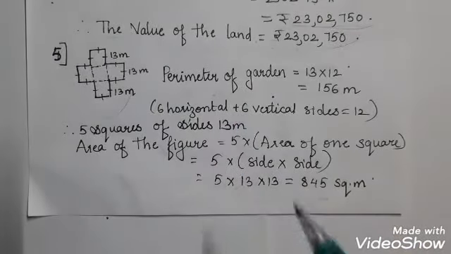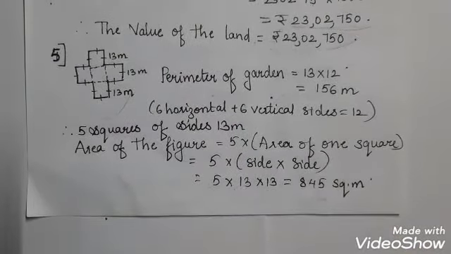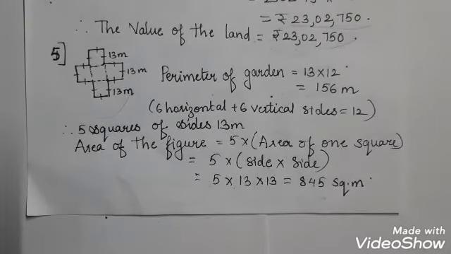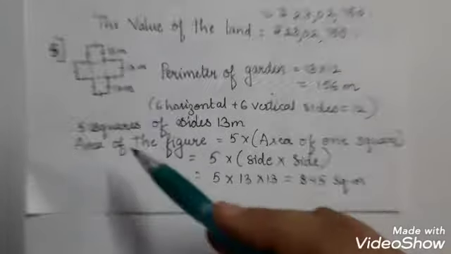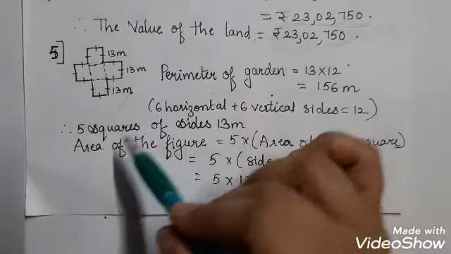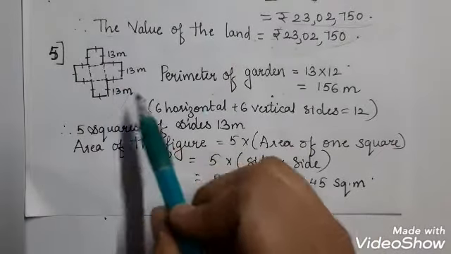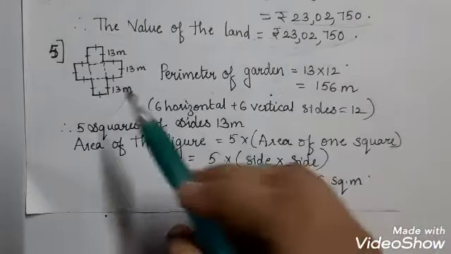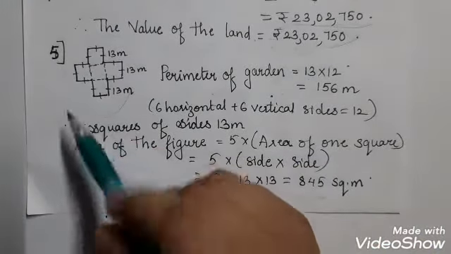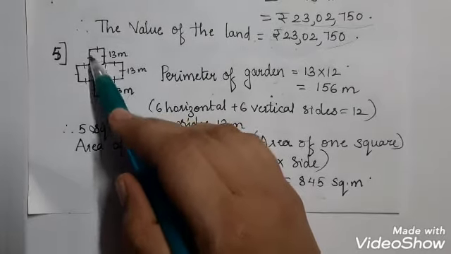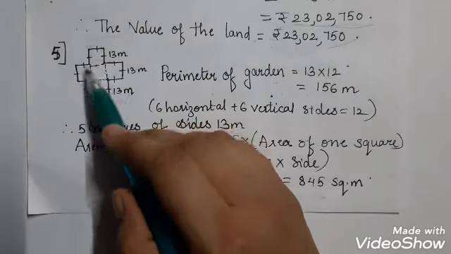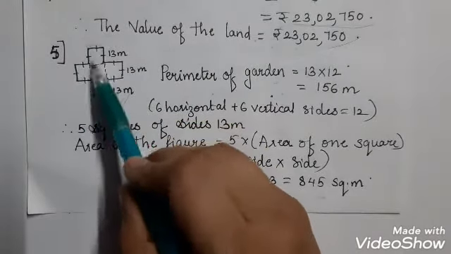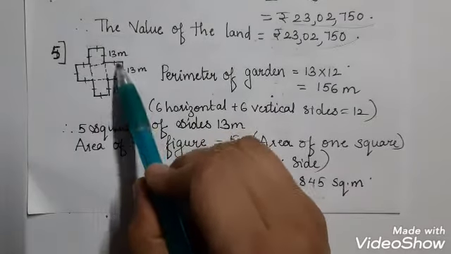So now let's see the perimeter of a garden first. The formula for perimeter of a garden is equal to... Now each side is 13 centimeter. Yes or no? You can see 13 centimeter. Okay, each side is 13 centimeter.